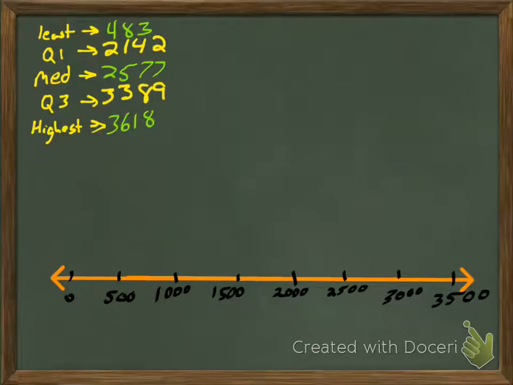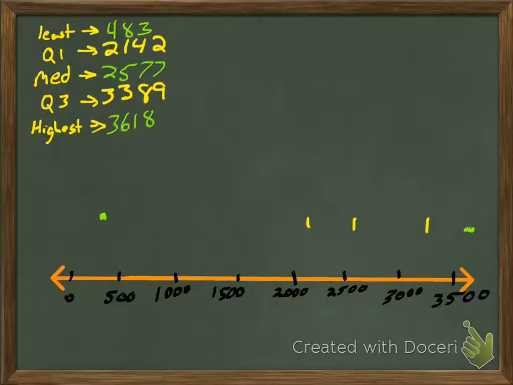All right, here I have my number line and I have my data copied over. So the first thing I'm going to do is mark my least value, which is 483, which is somewhere right in here. All right, now I'm going to mark my highest value, which is 3,618, which is somewhere right in here. Now, I have to mark my Q1, which is 2,142, so it's right here. My median, which is 2,577, and my Q3.